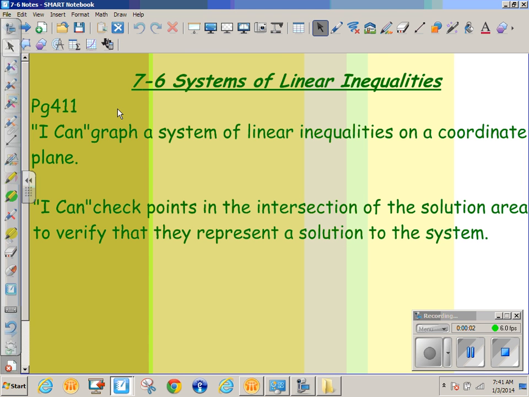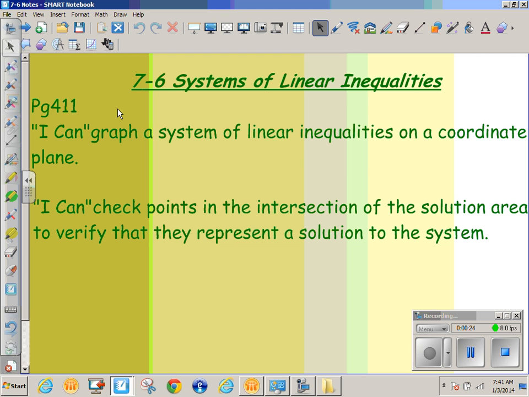Hello, Tigers. Today we're going to be working with a system of linear inequalities. And you remember back in our last target, we talked about a system of equations. Well, same thing is true for a system of linear inequalities. We're going to be talking about more than one linear inequality, just like with a system of equations, we're talking about more than one linear equation.